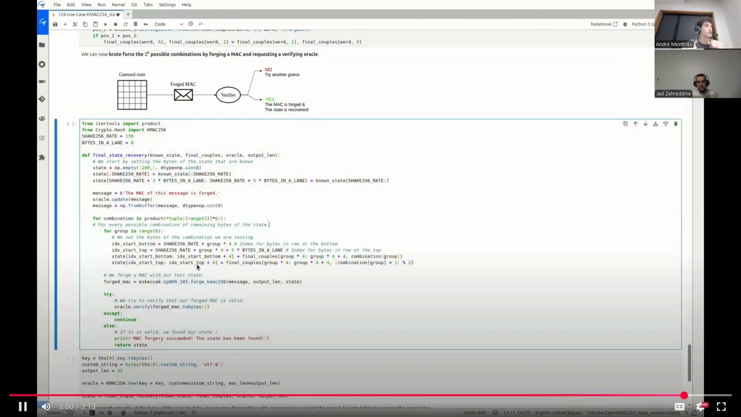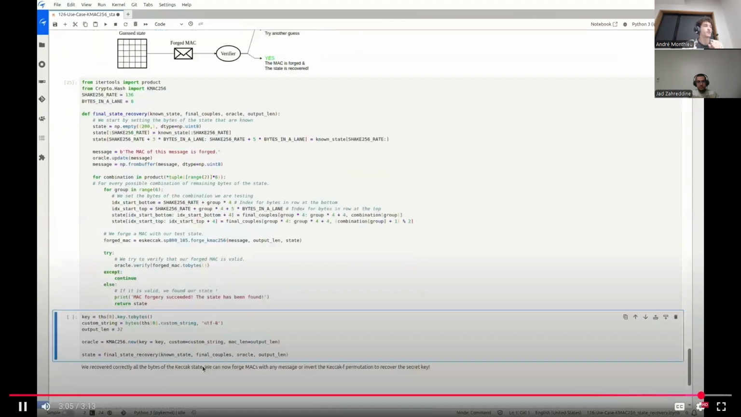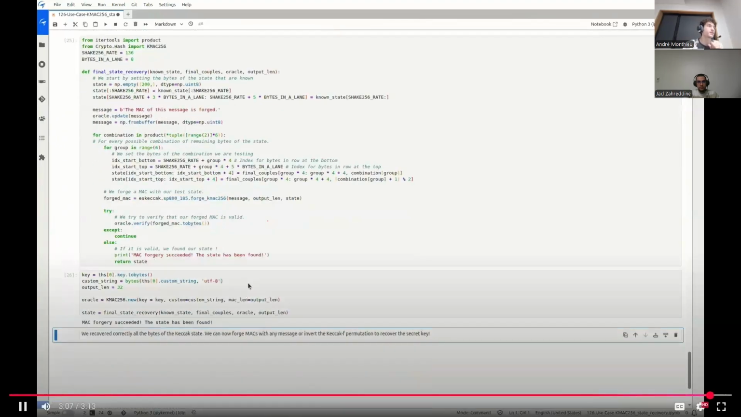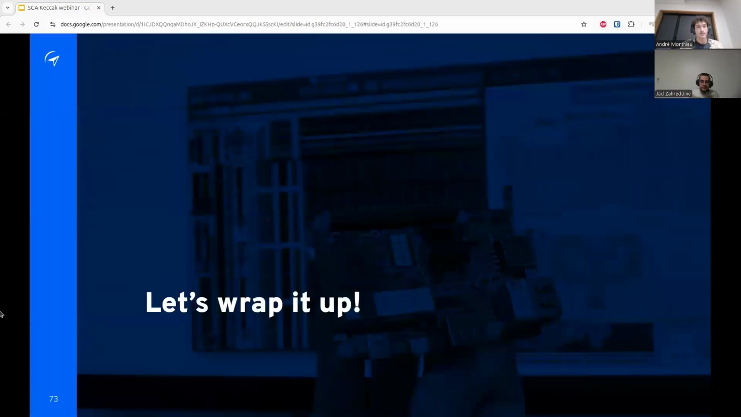So we define the function, and we just run it with that cell at the very bottom. Yeah, that one. And you can see it's very quick, and we have successfully recovered the state and forged the MAC. And once you've done this, if you want, you can also revert the Keccak F permutation to have access to the secret key. So yeah, that was it for the use case, and we can now wrap it up.